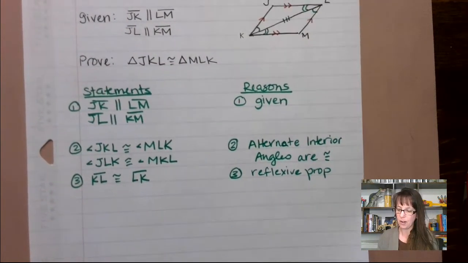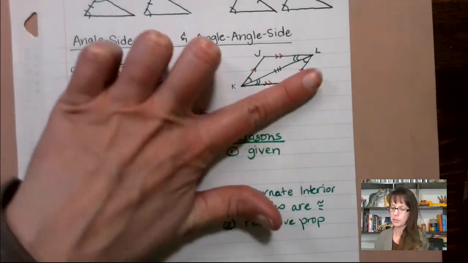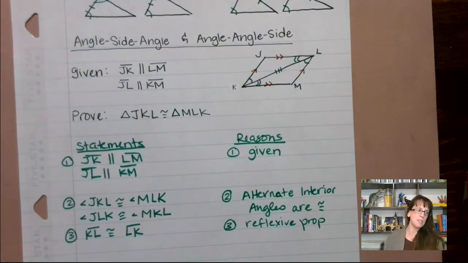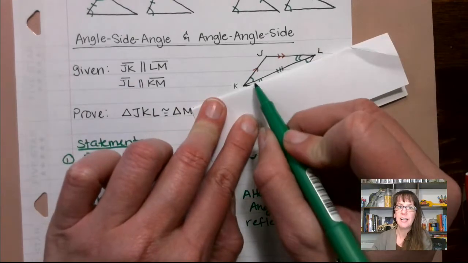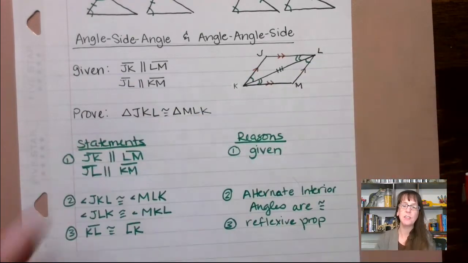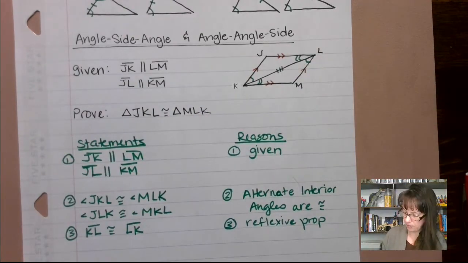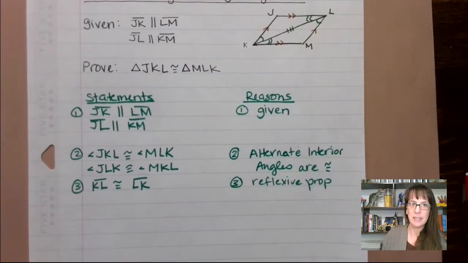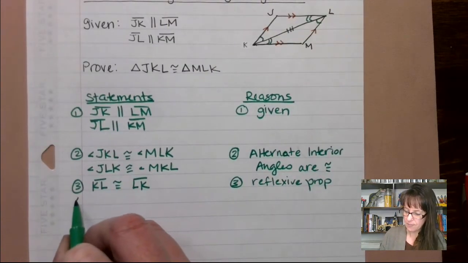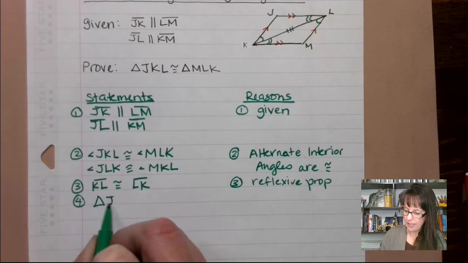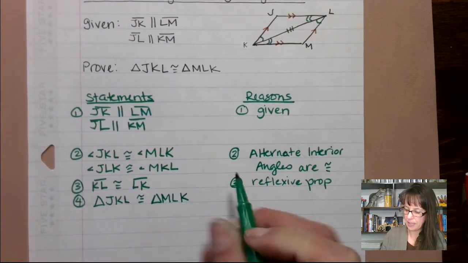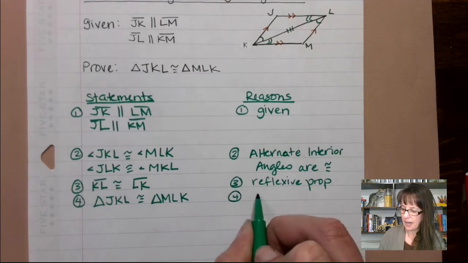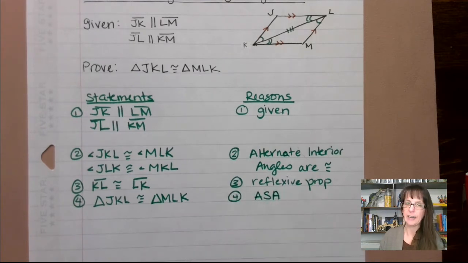Okay, so now if I were to cover up one of these triangles, or if I were to draw them out separately, you see that I would have an angle, a side, and an angle. So the side is included in between those two angles. So what I can say now is triangle JKL is congruent to triangle MLK because of angle, side, angle.